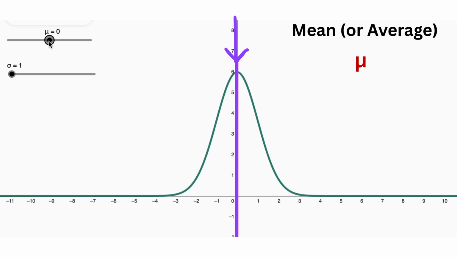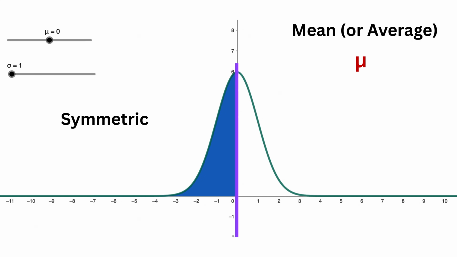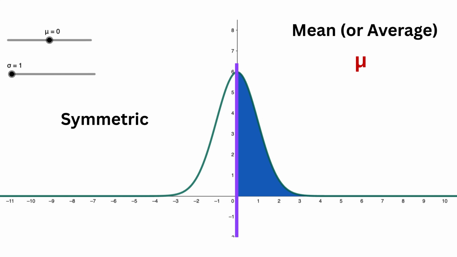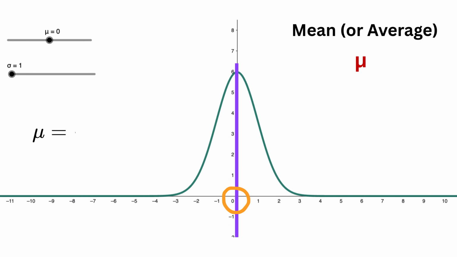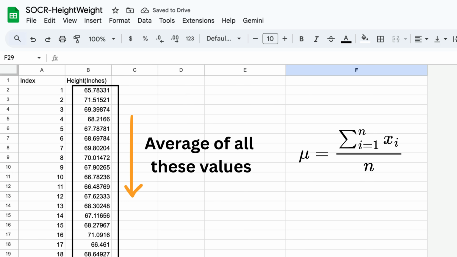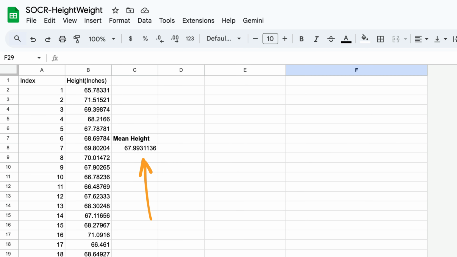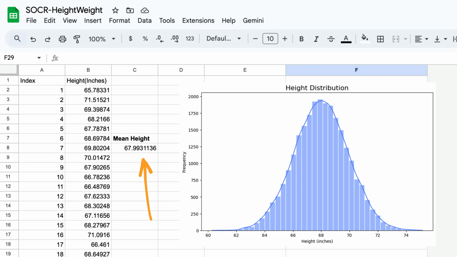The normal distribution is perfectly symmetric around the mean, meaning 50% of the values are less than mu and 50% are greater than mu. We can find this average value, or mu, by adding all the observed values or available values together and then dividing by how many values there are. For example, in this height and weight dataset, the average height, which we can find easily using this Google Sheet, turns out to be around 68 inches. Therefore, if you see this normal distribution curve of the height, it is centered around 68 inches.